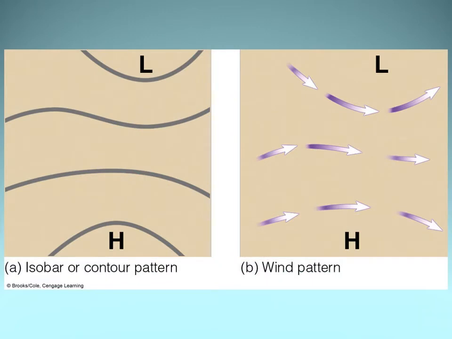Again, this is just another example. We can use isobars or contour patterns in the upper atmosphere to get the general wind pattern, as long as we know where the highs and the lows are.